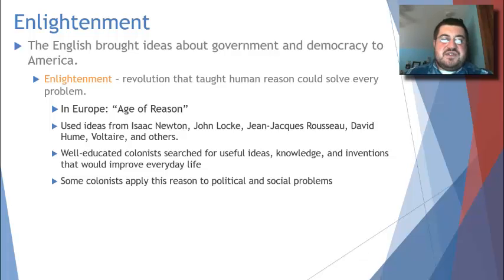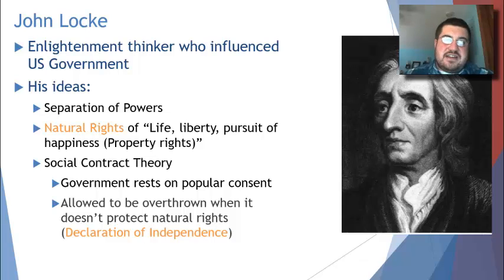So some of the influencers are Isaac Newton, John Locke, Jean-Jacques Rousseau, David Hume, Voltaire. The colonists who are well educated, they're the ones who are aware of this Enlightenment, and they use these useful ideas and scientific methods to basically come up with ways to improve science, society, law, and they introduce these ideas to solve those problems.